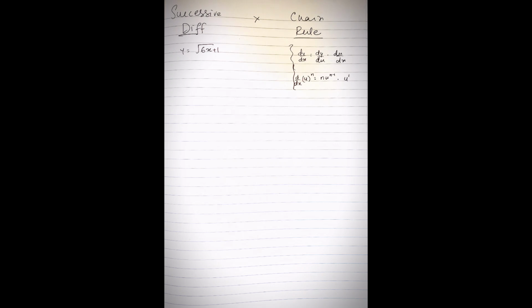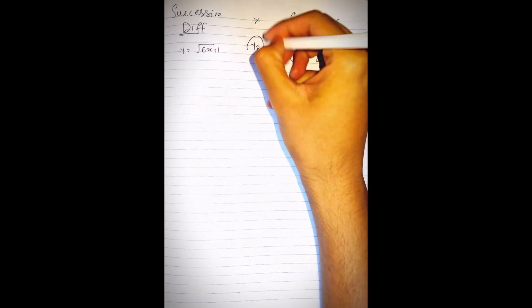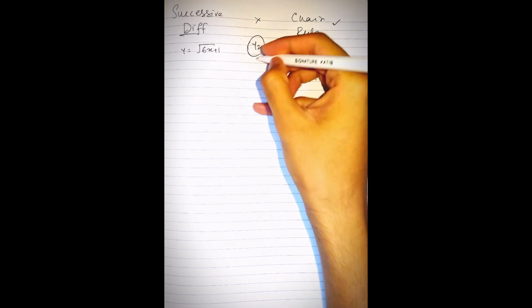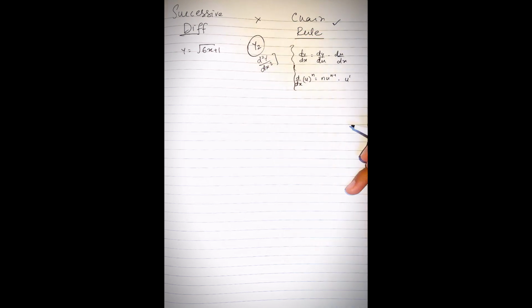Okay, so guys, in this video, we are going to do something special. We have studied successive differentiation and we have studied the chain rule. Now we are going to combine those two things. So we will have to use the chain rule and then we will have to take the differentiation two times because we have to find y2. So by y2, I mean d²y divided by dx². Okay, so we have to take the derivative two times.